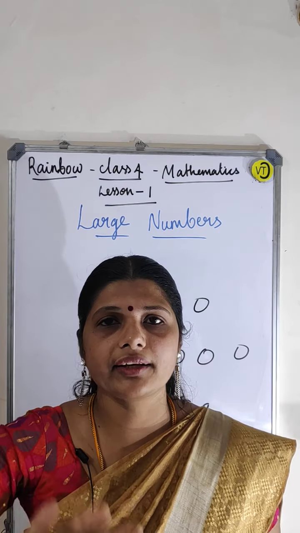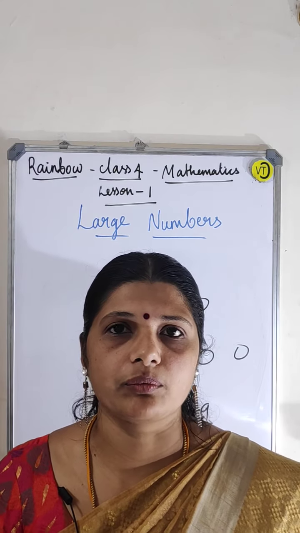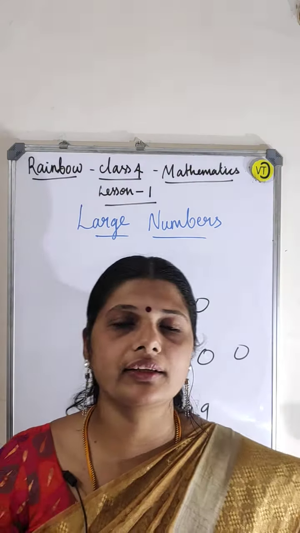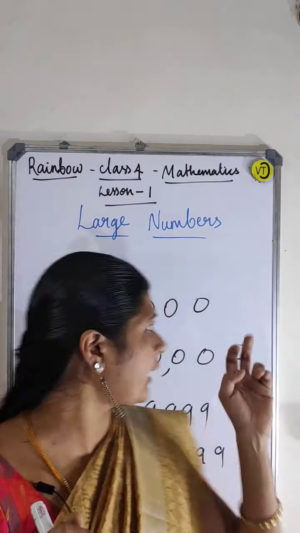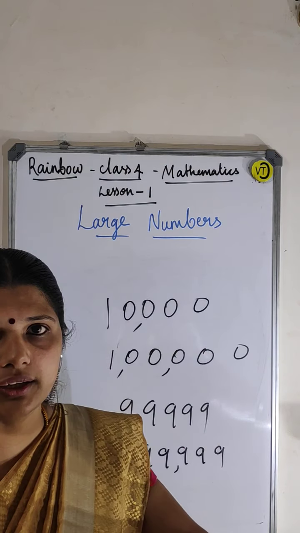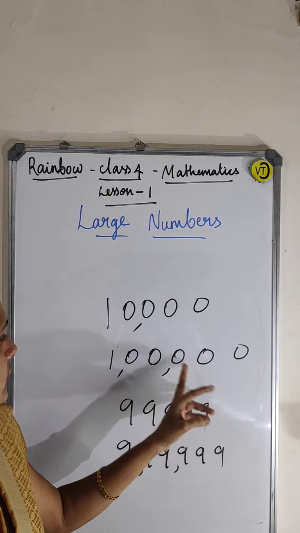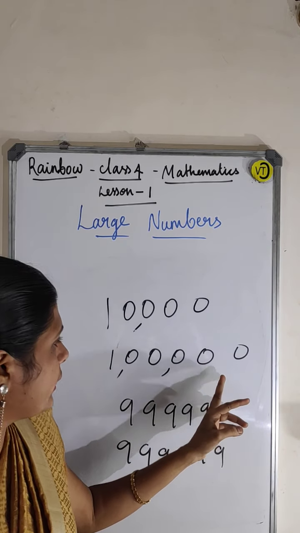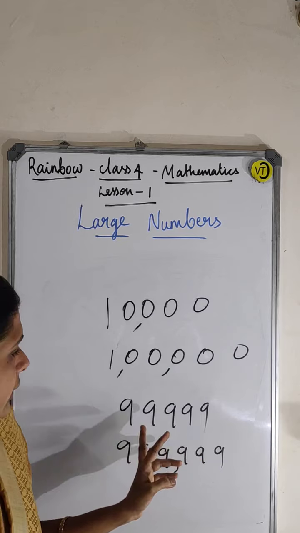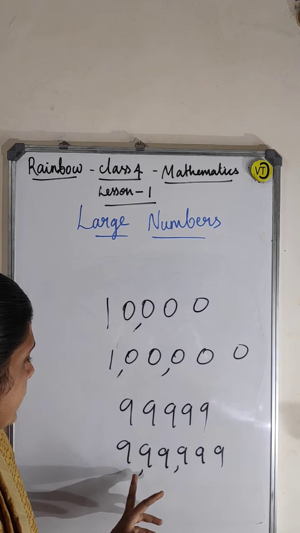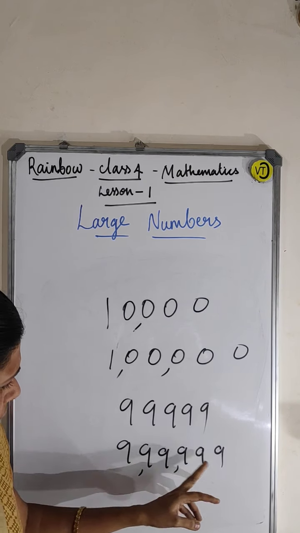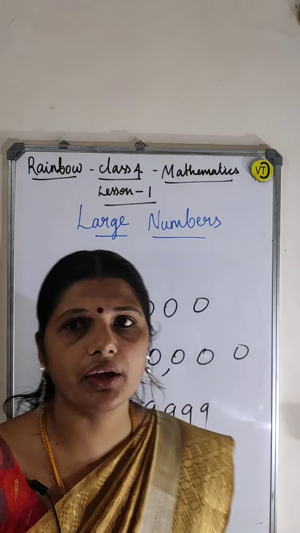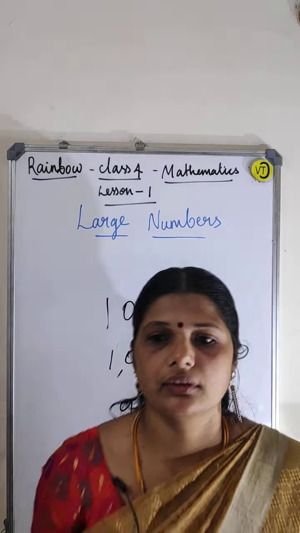You can write that in standard form, this way, right? This is standard form, and you can write it in words also. How can you write this number? It is 1 lakh. And this case is 10,000. This is 10,000 and this is 1 lakh. And what about this one? 99,999, and this is 9,99,999. This way you can do it.